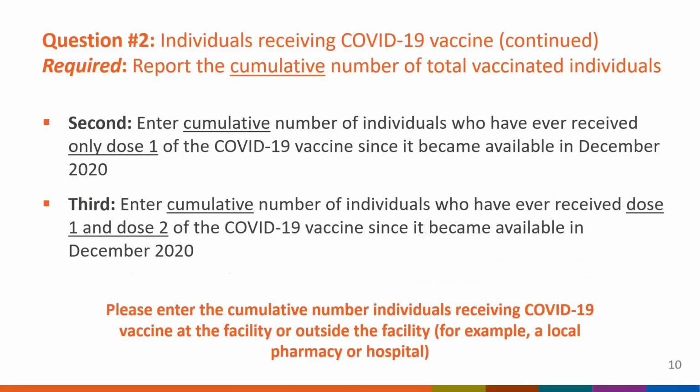Second, you will enter the cumulative number of individuals who have ever received only dose 1 of the COVID-19 vaccine since it became available in December 2020. Third, you will enter the cumulative number of individuals who have ever received dose 1 and dose 2 of the COVID-19 vaccine since it became available in December 2020. Facilities should enter the cumulative number of individuals receiving COVID-19 vaccine at the facility or outside the facility, such as a local pharmacy or hospital.